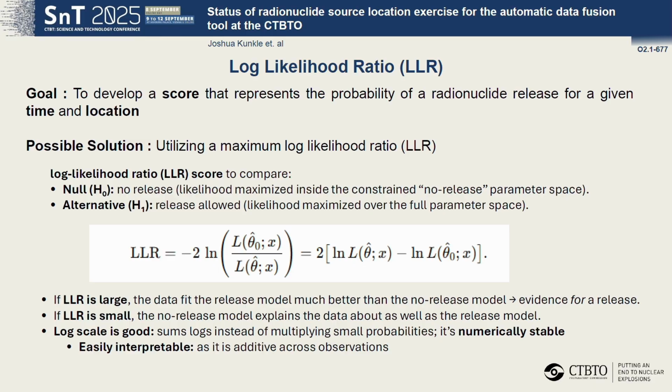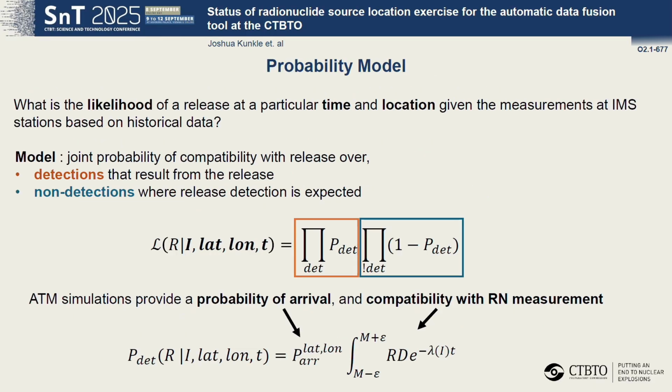So we need to define these likelihoods. For this probability model, we do something very simple. As a function of time and location, we just look at the joint probability of a release. If there's a release, then it should result in detections, and you'll also have non-detections. So we just say all the observations should be consistent based on that. If it's detected, we have a probability of detection, and for non-detection, 1 minus that.